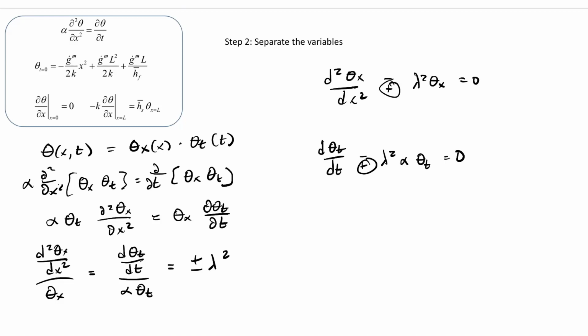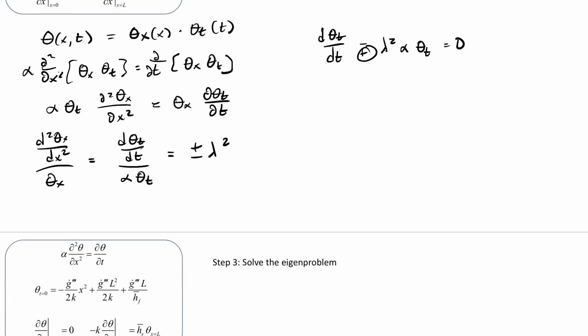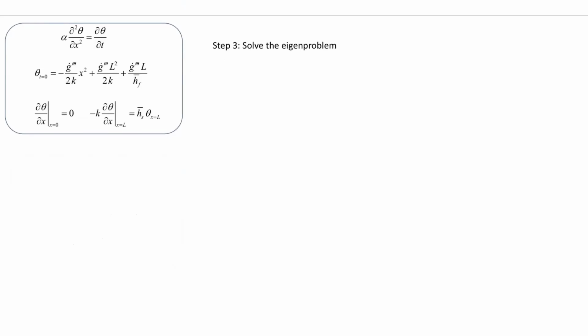So we end up with this as our solution for separation of variables for the ODEs. Continuing on here, now we have to solve the eigen problem. This is the same procedure we've been doing before, but let's go through it real quick. First, the x problem: d²Θx/dx² plus λ²Θx equals 0. That's what we're trying to solve now.